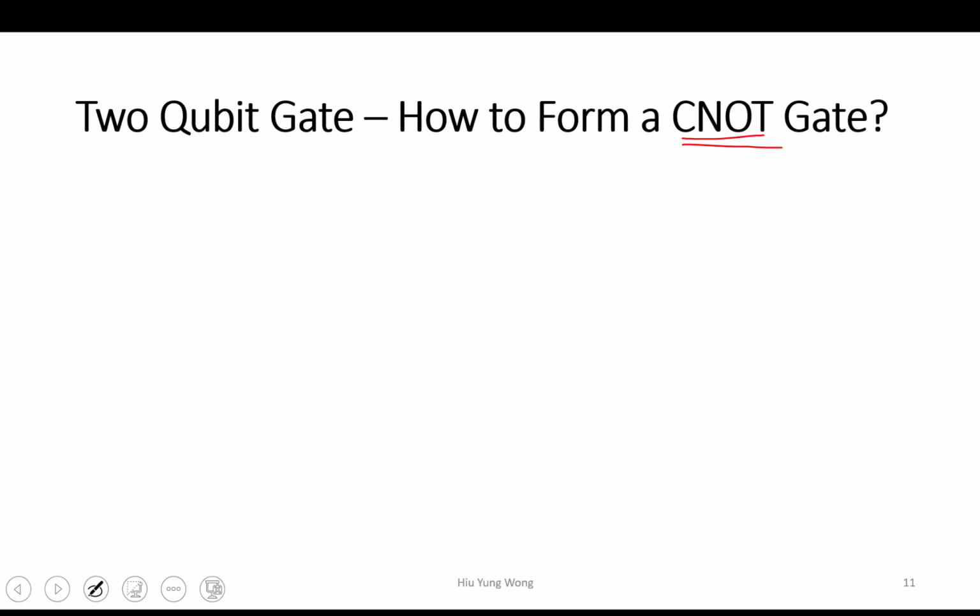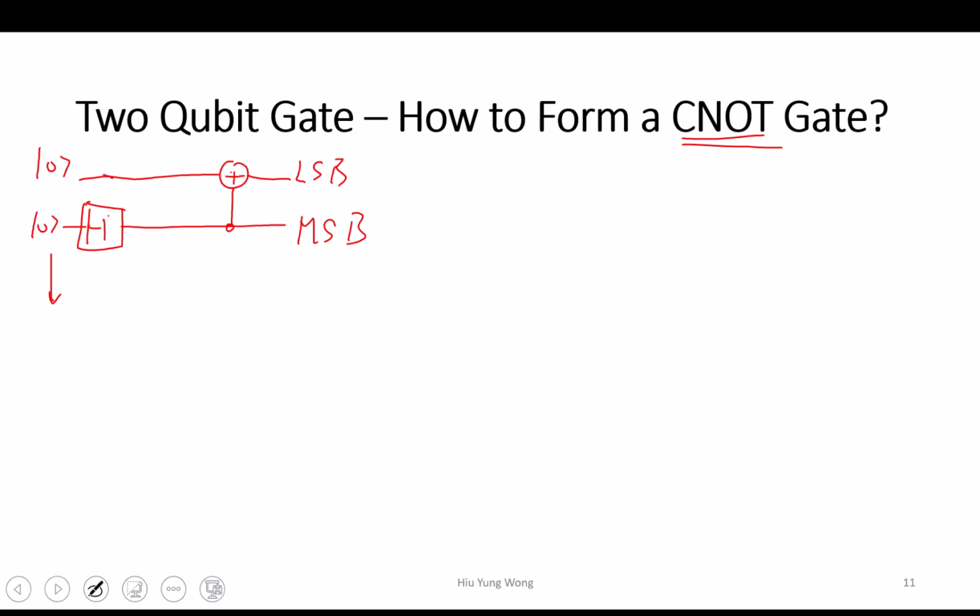For example, if you have a circuit like this. This is the C-NOT gate circuit, right? And I add a Hadamard gate. I start with 0, 0, correct? So how does it propagate? Usually the input is on the left, the output is on the right, right? So let's start with this.